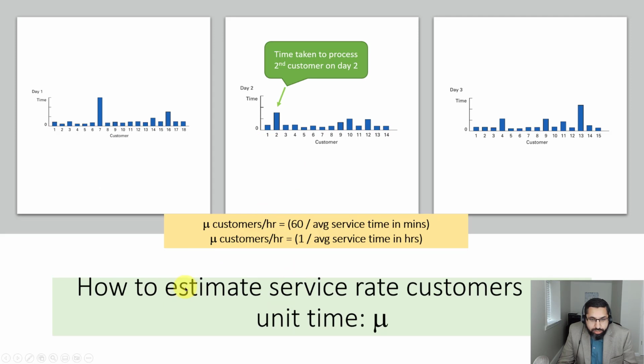Same thing for the service rate, which is how many customers are served per unit time. So we need the average time it takes to serve a customer, and then we divide 60 by that if it's in minutes to get the number of customers served per hour. If you want to get the number of customers served per minute, then we take 1 over the average service time in minutes.